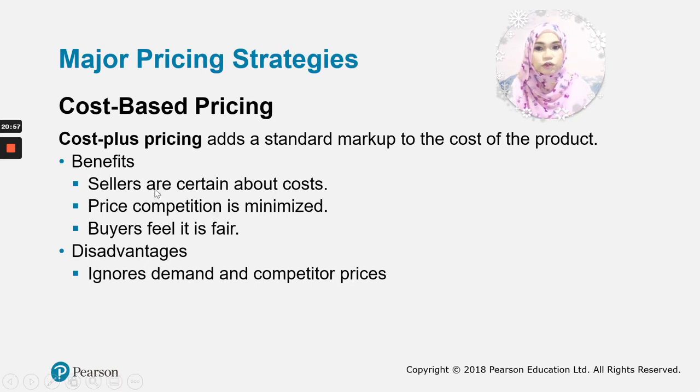And buyers will feel it is fair for them to buy at the cost-plus pricing, while the disadvantage is that it ignores the demand and also the competitors' prices, because not all competitors will have the same or similar cost. If you have a larger company or larger factory, perhaps you can produce at a cheaper price. But if you have a very small company, then you may not be able to sell the product at a very cheap price. Take a good example, of course: in Sarawak here we don't have the Gardenia bread, Gardenia bun.